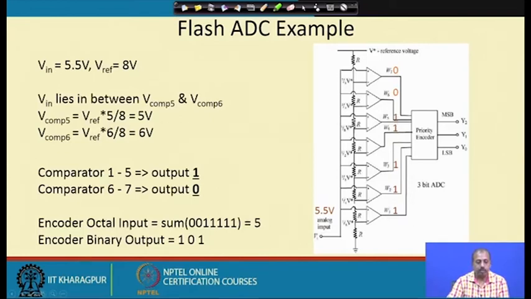So, then because Vcom 5 is Vref into 5 by 8, that is 5 volt, and Vcom 6 is Vref into 6 by 8, that is 6 volt. So, comparator 1 to 5 will be equal to 1, comparator 6 to 7 will be equal to 0. So, this is the unary coding that I get. So, 0 0 1 1 1. So, there are 5 ones in it. So, the binary output of this priority encoder is 1 0 1. So, that is the operation of the flash ADC.